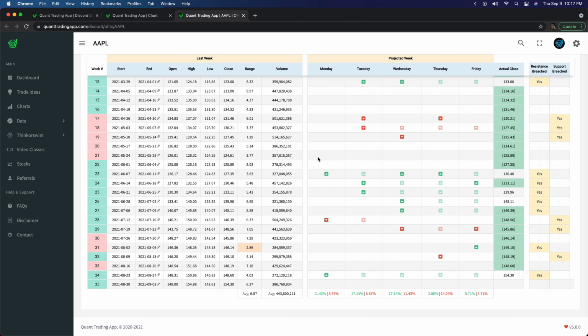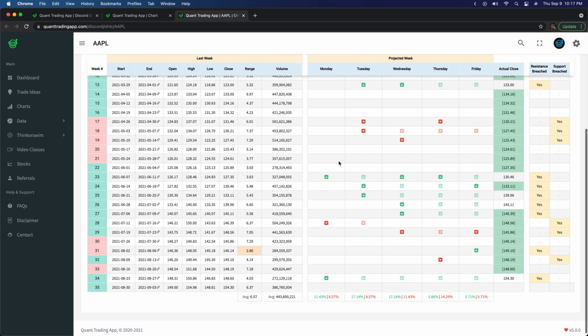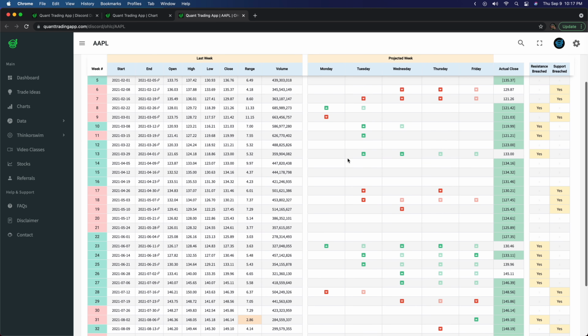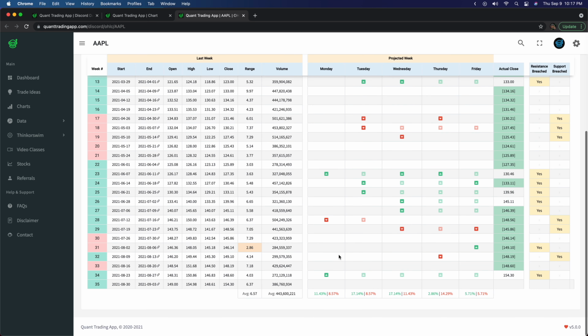If you want to know a little bit more, you can press this toggle data button, and it'll tell you what days of the week it actually broke. So as we can see, it's more likely to break its level on a Tuesday versus a Monday. We can come down right here and see only 11% of the time has it broken its resistance on a Monday, whereas 17% of the time it breaks it either on a Tuesday or a Wednesday.